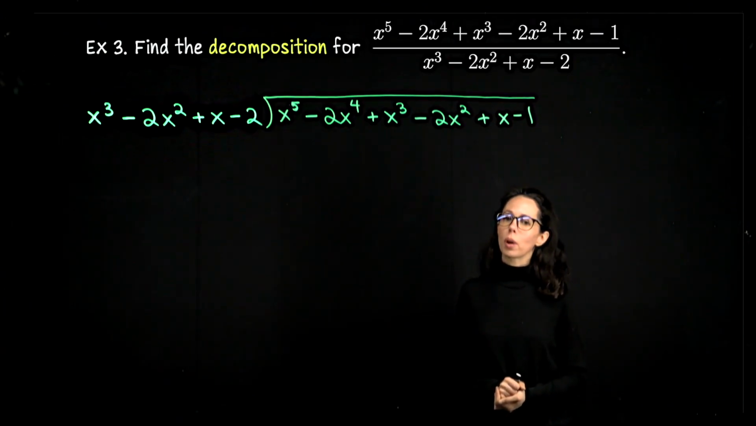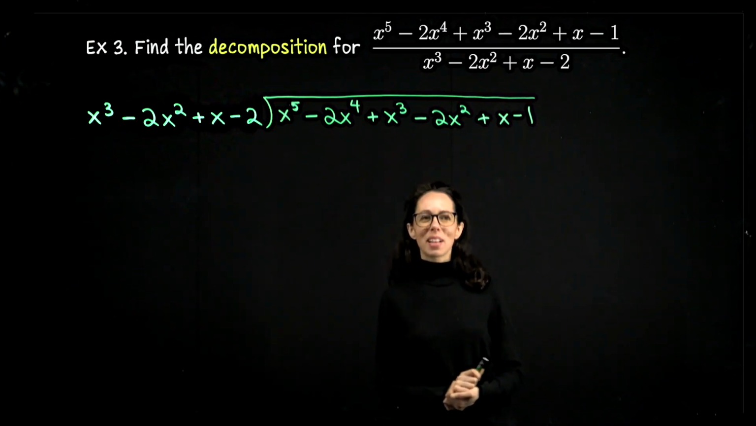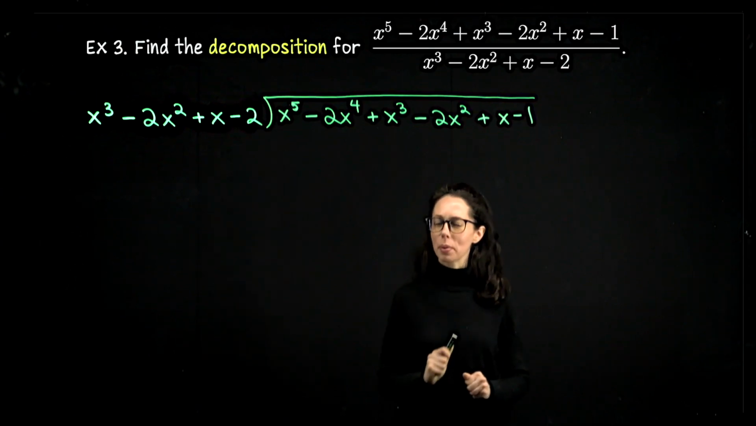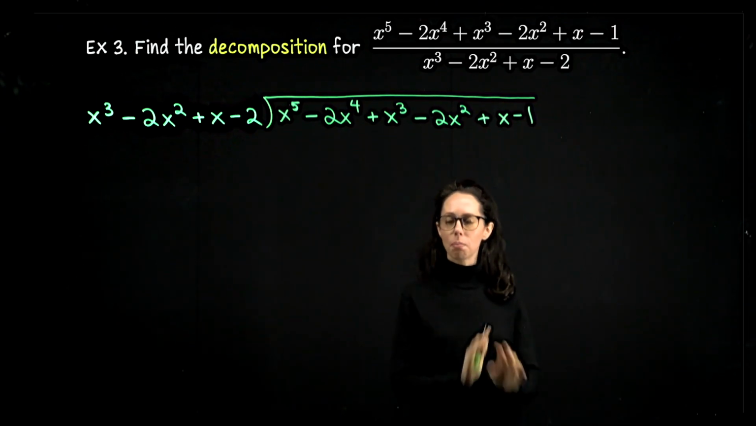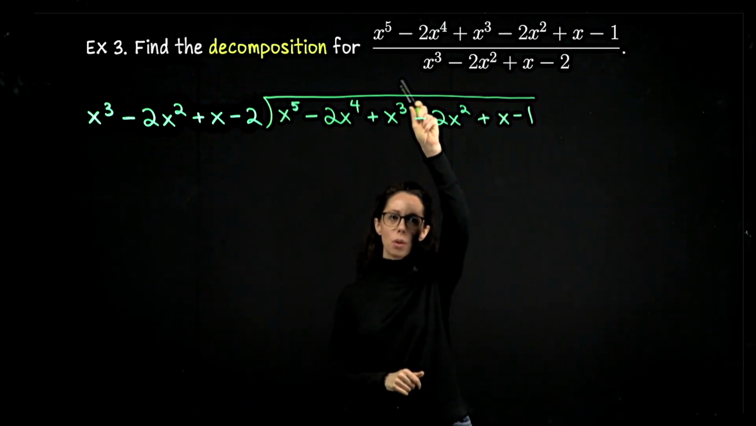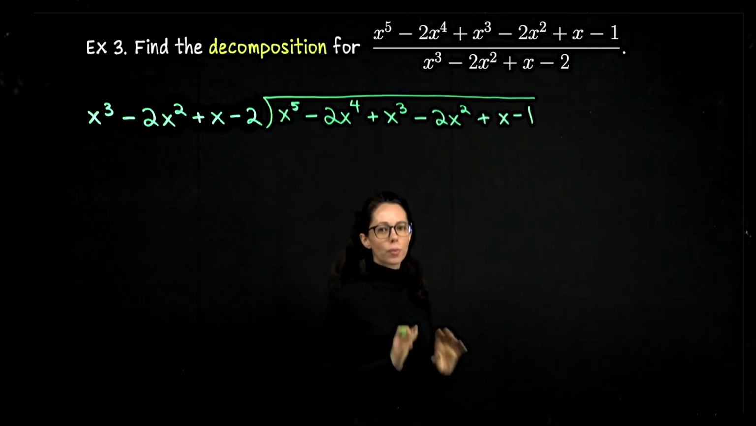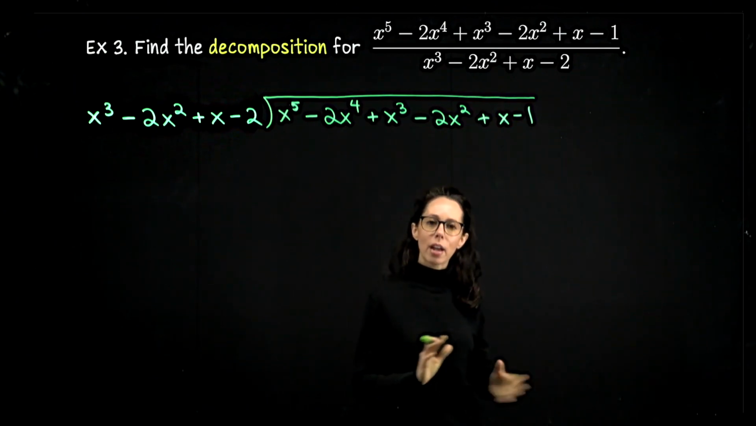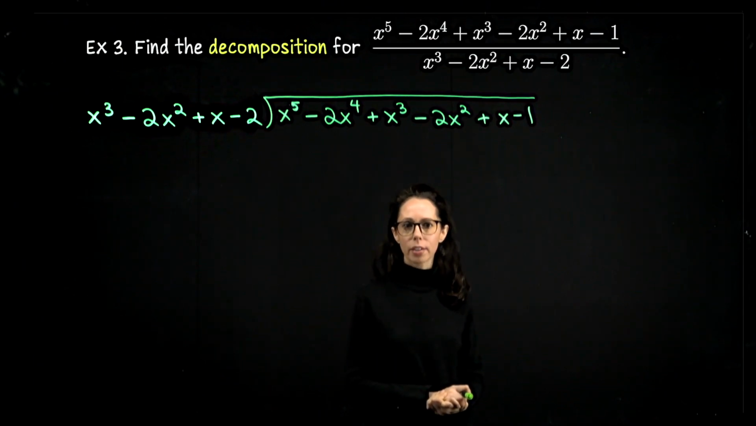Ultimately, we are going to want to integrate x to the fifth minus 2x to the 4 plus x cubed minus 2x squared plus x minus 1 over x cubed minus 2x squared plus x minus 2. But before we do that, we have to take this rational function and write it in a way which is much easier to work with. Since the numerator is a degree 5 polynomial, but the denominator is only degree 3, the first thing we have to do is rewrite this rational function so that any remaining rational functions have the property that the numerator's degree is less than the denominator's degree.